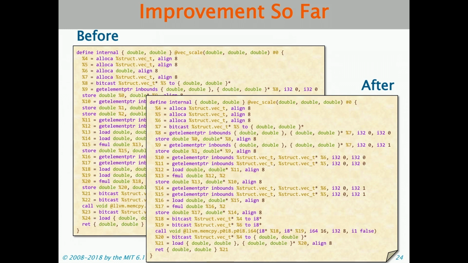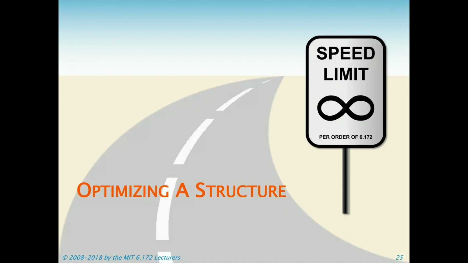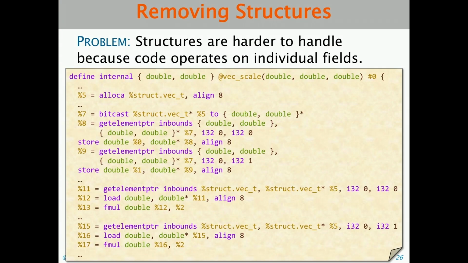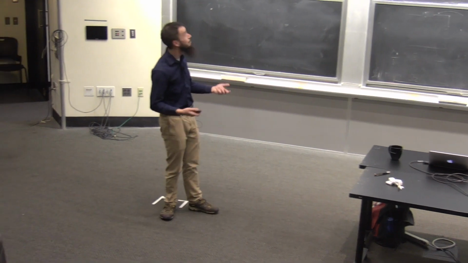Do it for every variable we have. In particular, the only other variable we have is this structure that we're passing in. So we want to do this kind of optimization on the structure. Make sense? So let's see how we optimize this structure. Now the problem is that structures are harder to handle than individual scalar values, because in general, you can't store the whole structure in just a single register. It's more complicated to juggle all the data within a structure.